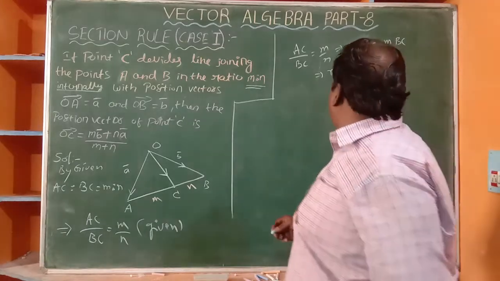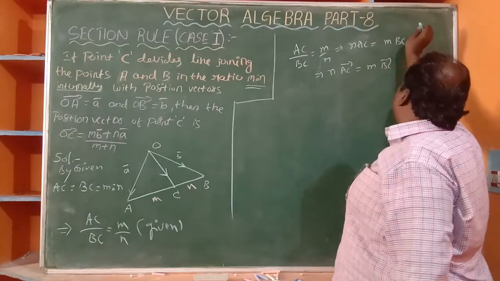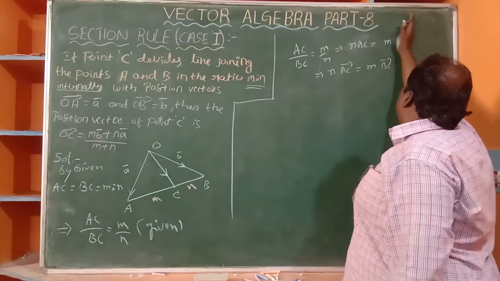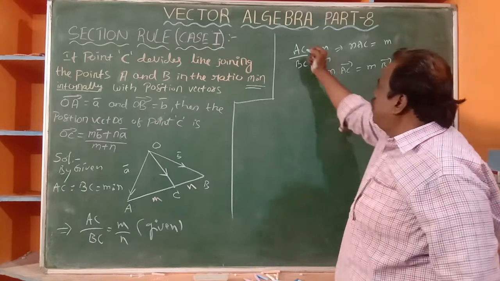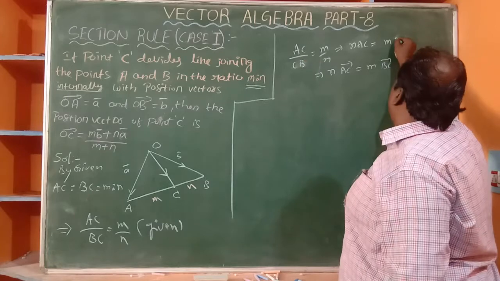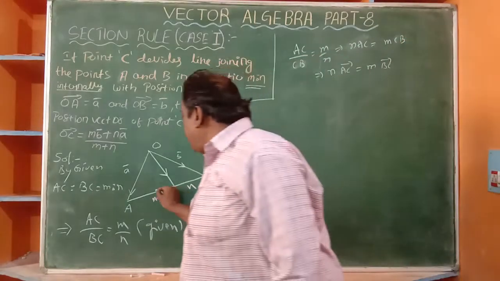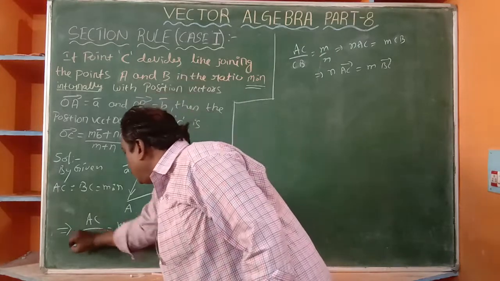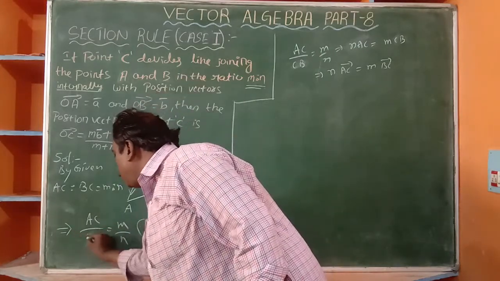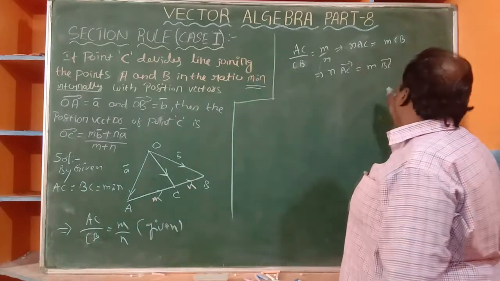Just I want to take AC by CB. We assume it is CB. Okay? Don't confuse. In some order, like this. It is a CB version. Okay? No confusion.